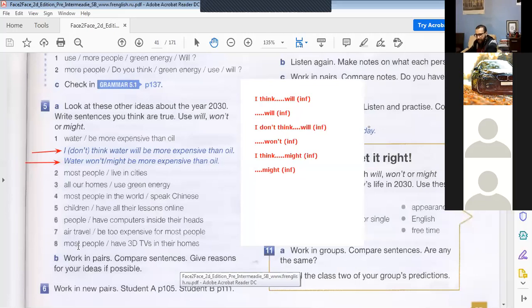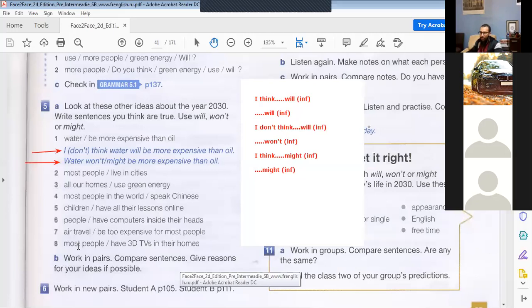Okay, for those who think air travel won't be too expensive for most people, can you tell me why? And for those who think it will be, tell me why, okay? Maybe in the future travel will be very easy, I think. Okay, so this means it'll be easier and cheaper. Is that what you think? Yeah. Okay. Let's see Rashid's opinion.